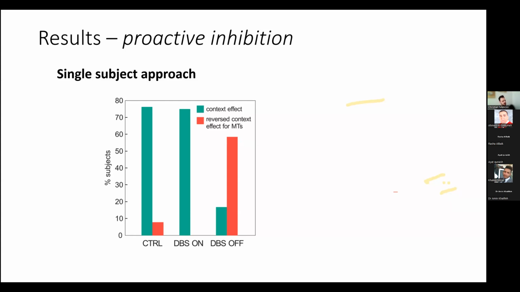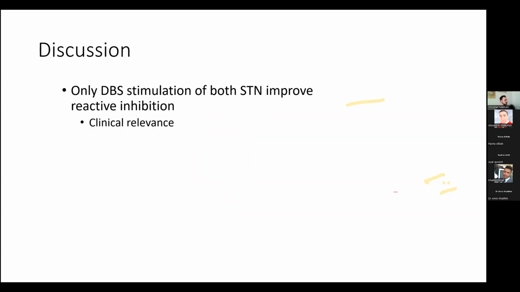But if you deactivate both electrodes, then this context effect disappears, and most of them have a reversed effect. A brief discussion of these first two papers. Only if you activate both electrodes, meaning both subthalamic nuclei, then you have an improvement of reactive inhibition.